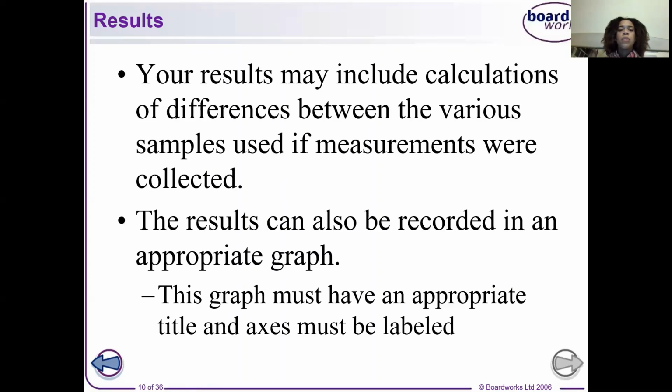Your results may include calculations of differences between the various samples used if measurements were collected, and these results can also be recorded in an appropriate graph. The graph must have an appropriate title and axes must be labeled.